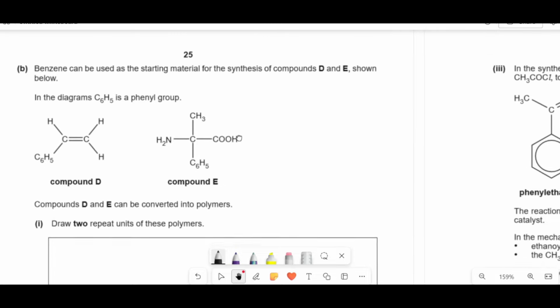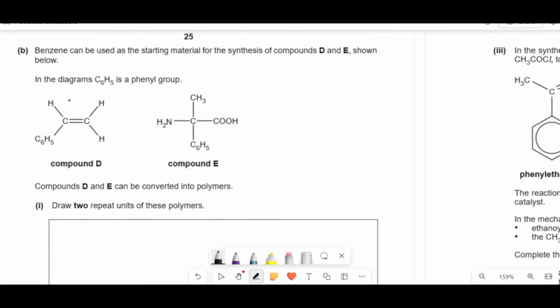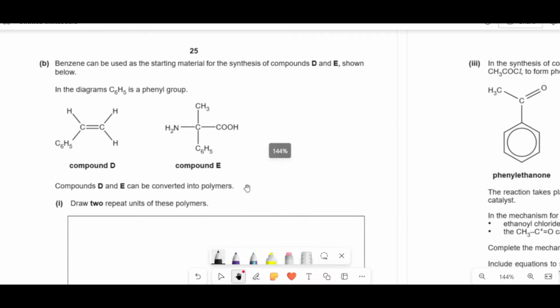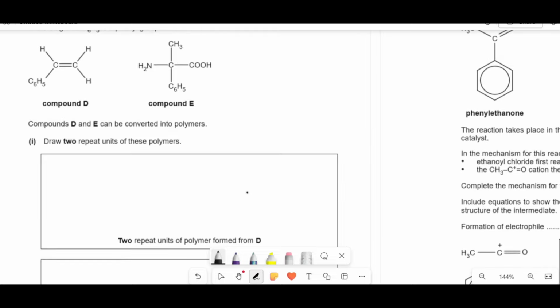So benzene can be used as a starting material for lots of compounds. Benzene can be used as a starting material for the synthesis of compound D and E shown below. In the diagram, C6H5 is a phenyl group. Compound D can be converted into polymers. Draw 2 repeat units. This is an alkene, so it's going to make an addition polymer. So if we're drawing 2 repeat units, we open up that bond.